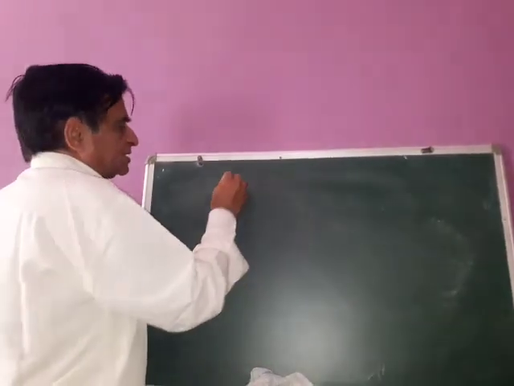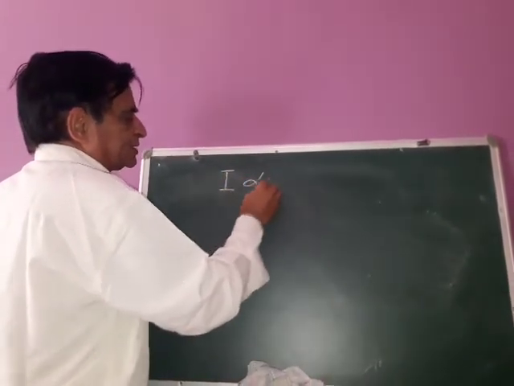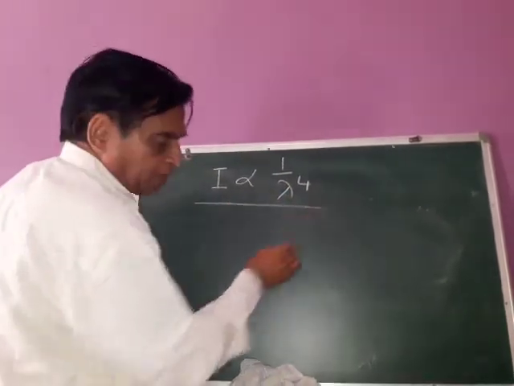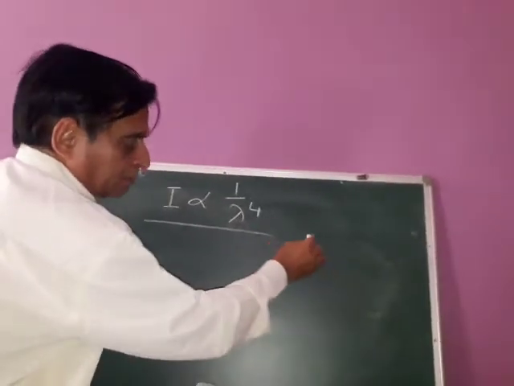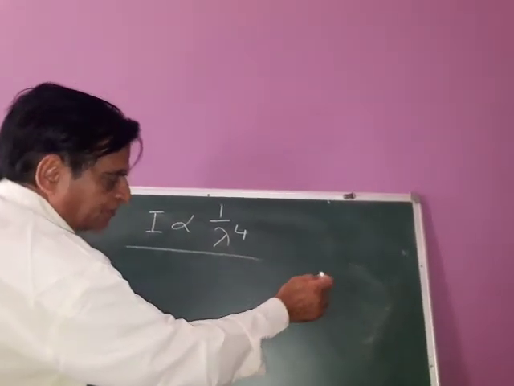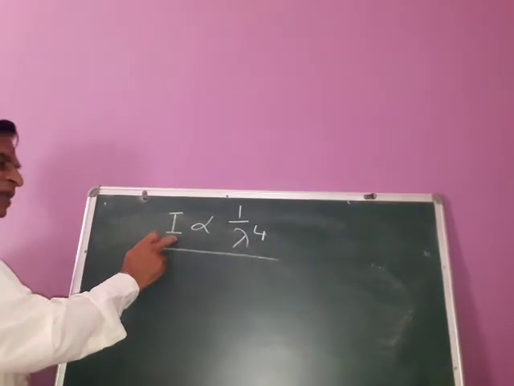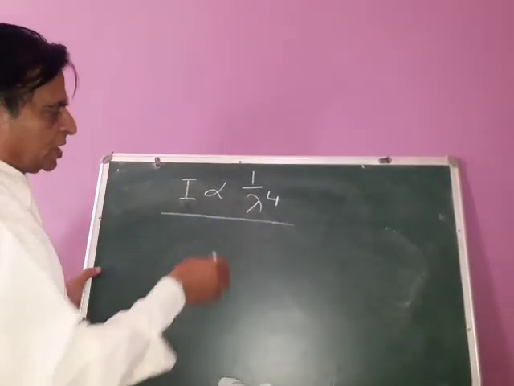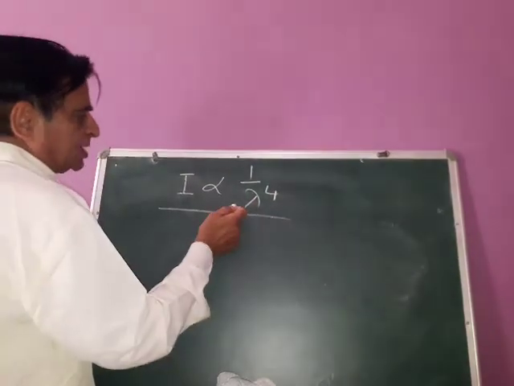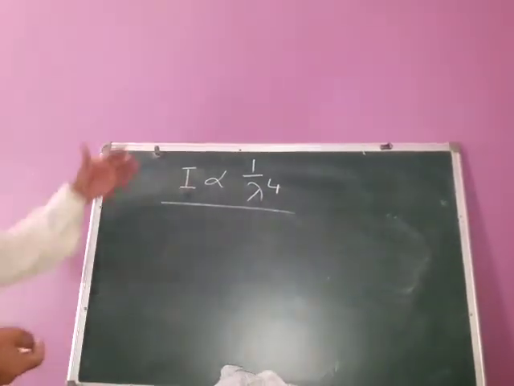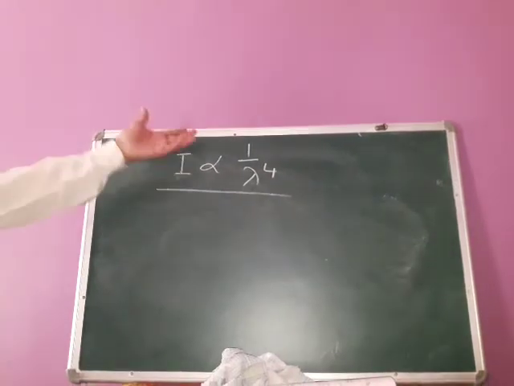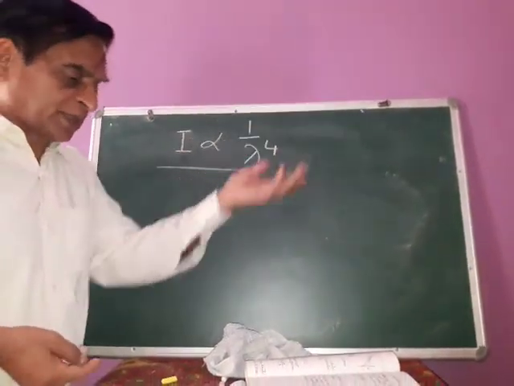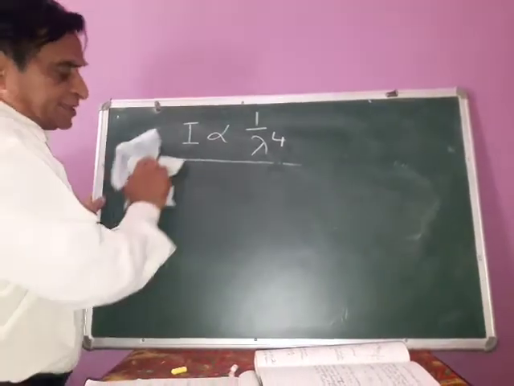So that we have done. The intensity of scattered light is proportional to 1 upon lambda to the fourth. This is Rayleigh, because the amplitude is A V upon r lambda square, and intensity is proportional to the square of amplitude. So lambda square there, so this is lambda to the fourth. Means if you decrease the wavelength, the intensity of scattered light will increase fourfold, means as the fourth power of the wavelength. So that's the important relation.